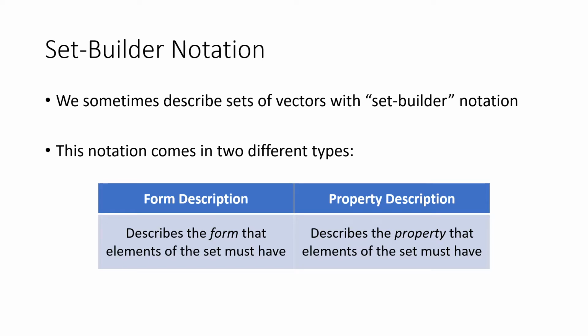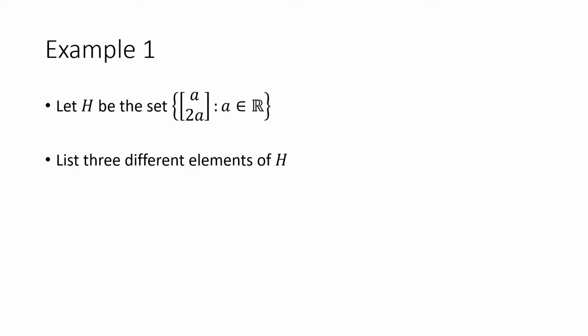A form description describes the form that the elements in the set must have, the form that the vectors have to take. And a property description describes a property that the elements of the set have to have, so a property that the vector has to satisfy in order to get into the set. So for our first example, this is an example of a form description.